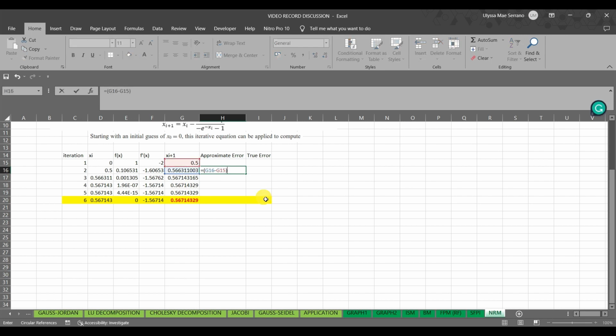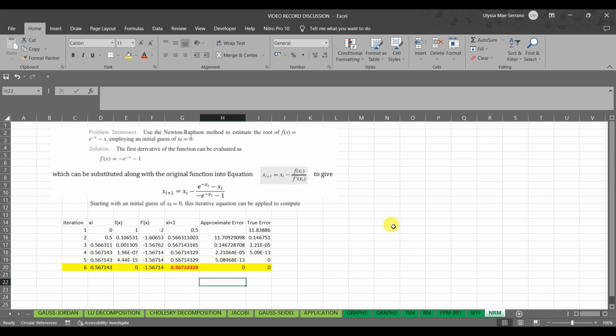Current minus the previous all over the current, multiplied by 100. And just continue this process. So, you will have here current minus the previous all over the current, and so on. And for the true error, we will have here the true value minus the approximate value divided by the true value multiplied by 100. And just put a percent sign. So, we will have here true value minus approximate value all over true value. So, this is how we apply the Newton-Raphson method.